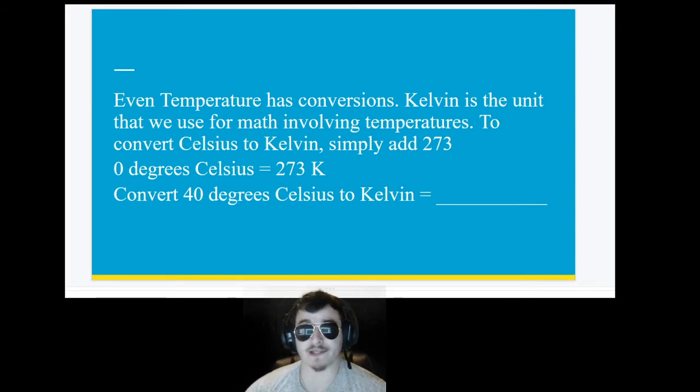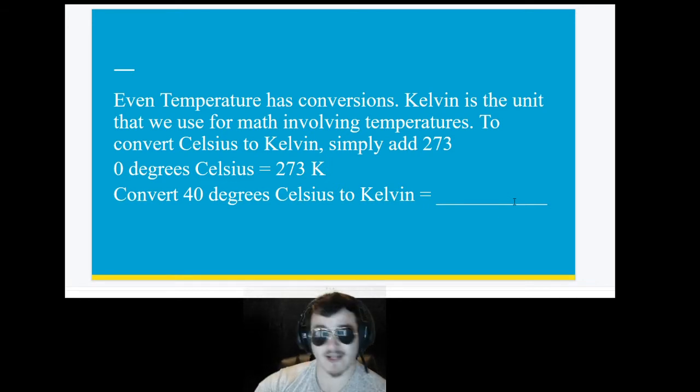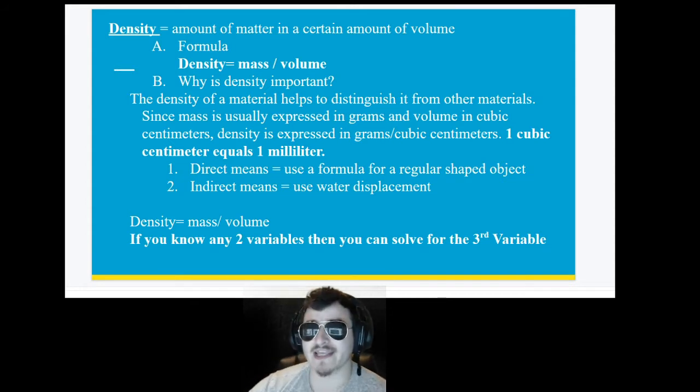Therefore, the way to calculate this is simply to add 273 to your Celsius, and it becomes Kelvin. And so, 0 degrees Celsius is simply 273 Kelvin. 40 degrees Celsius plus 273 becomes 313 Kelvin. And if you wanted to convert back to Celsius, all you got to do is subtract 273. Not so bad, right? Last concept of the day, we're going to be looking at density.